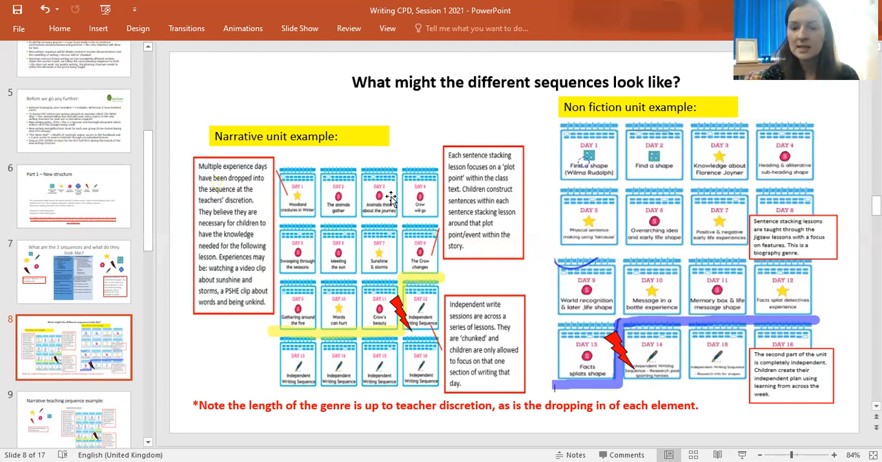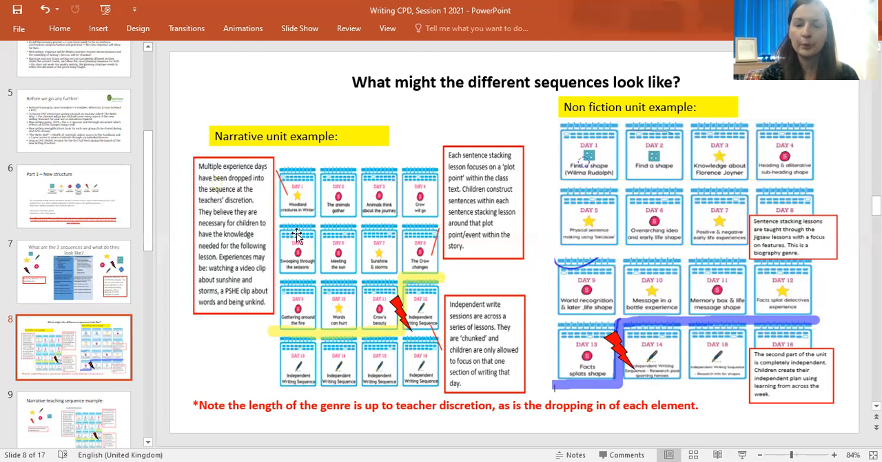Same again on the next day. So another sentence stacking lesson. I know that my third paragraph in that write is going to be all about personality. So today I'm going to think about how I can integrate sentence construction, punctuation and grammar into that third paragraph session, and that is going to link to the personality. Same will apply again: model, apply, model, apply.